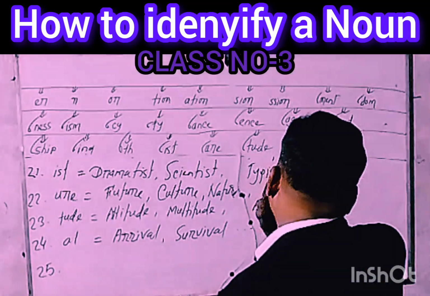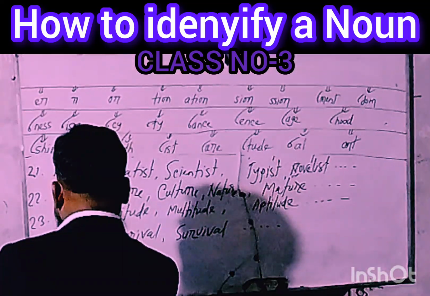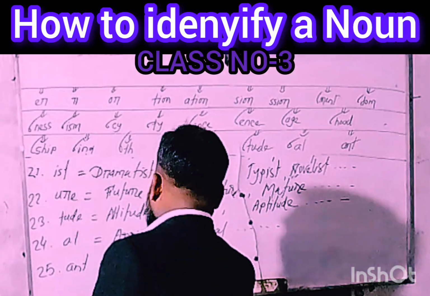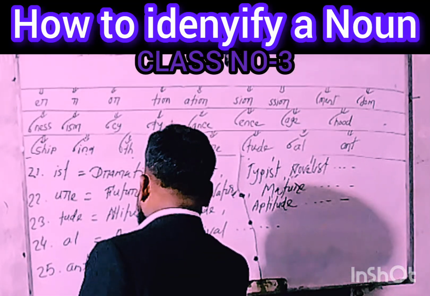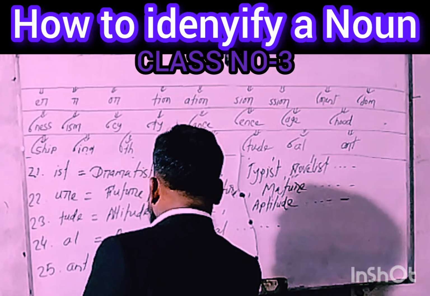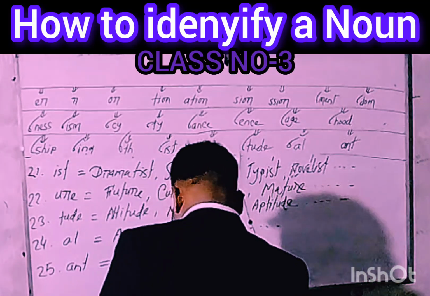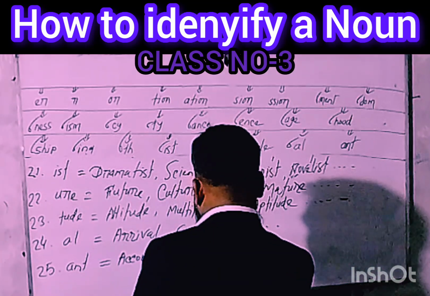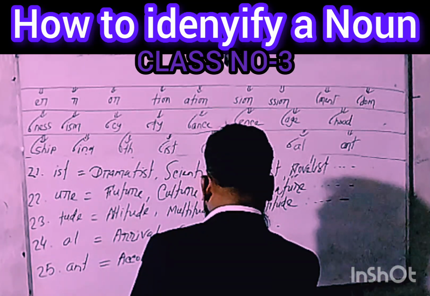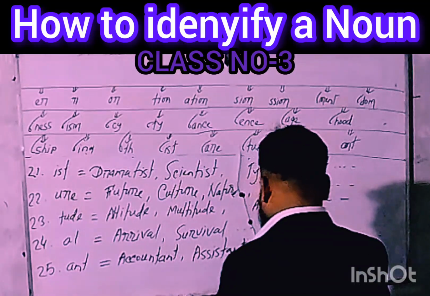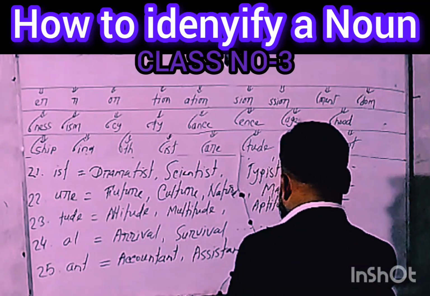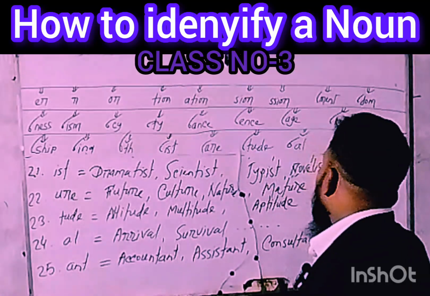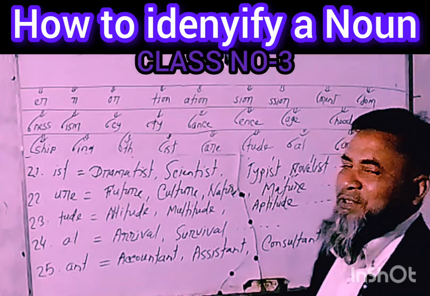Next suffix, number 25, named ant. Accountant, for example, accountant, assistant, consultant, etc. Hope that you have understood clearly.